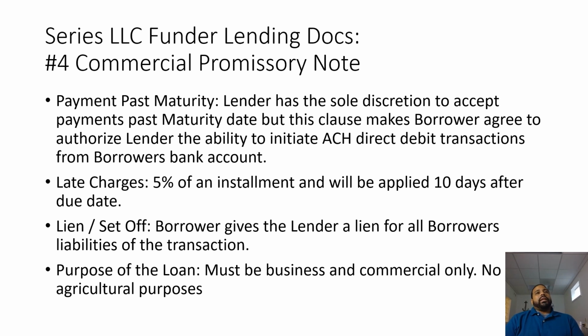And it also states, which is very important, the purpose of the loan. And this must be business and commercial only. No residential. You cannot use this loan to buy the property and live in it. It has to be for commercial purposes only, and no agricultural purposes. There were several sections where the lender mentioned no agricultural purposes. So I guess on this loan you can't grow any marijuana or whatever.